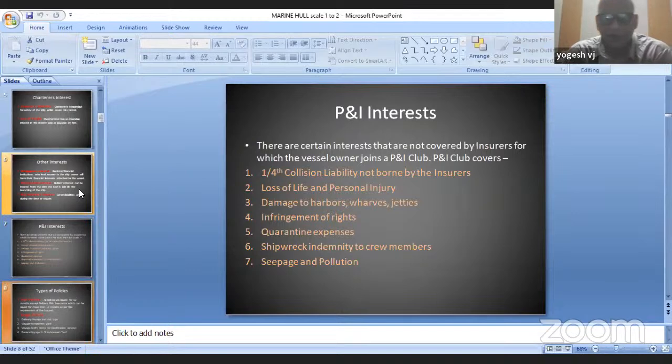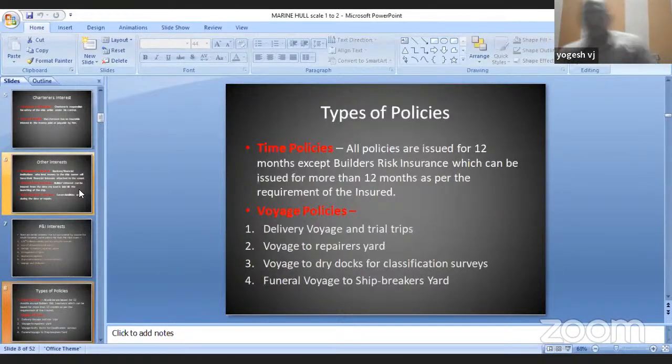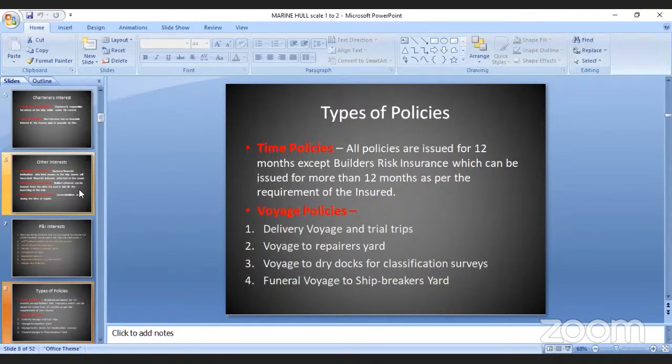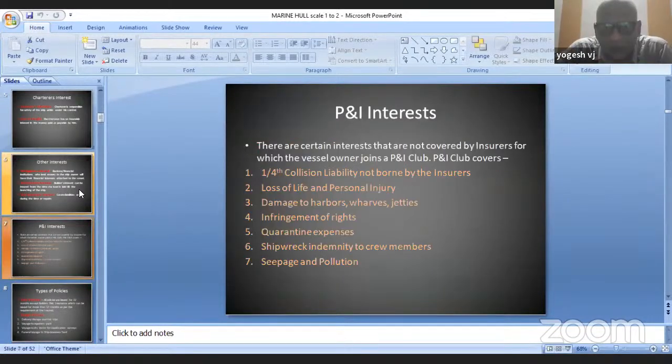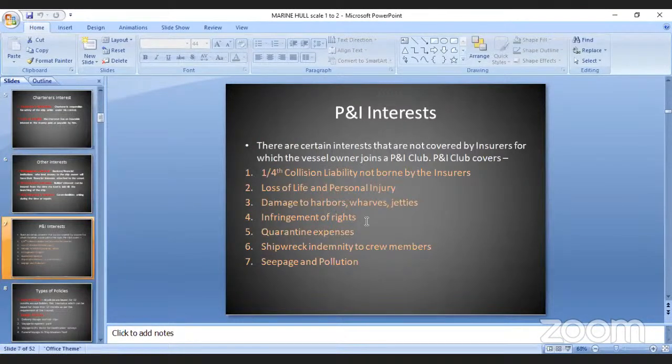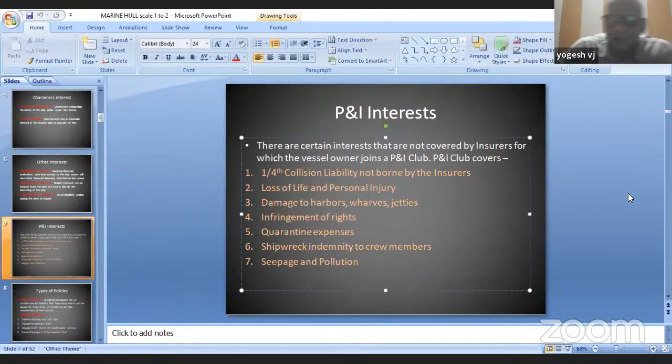Okay. Now, types of policies. In marine cargo, there were various policies. Open policy, open cover certificate, specific voyage. Yes. Anik Agarwal raised a hand. Sir, infringement of rights, once again. Yeah. Infringement of rights by P&I. The fourth one. Infringement of rights. Okay.